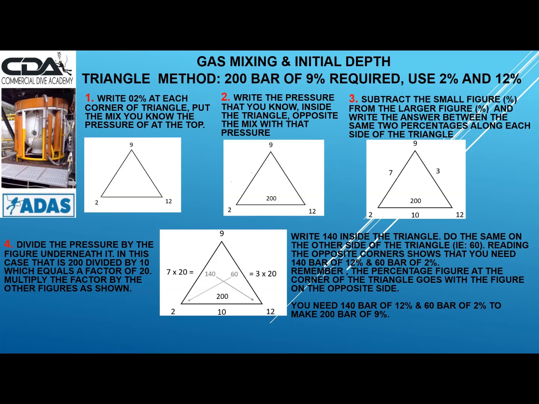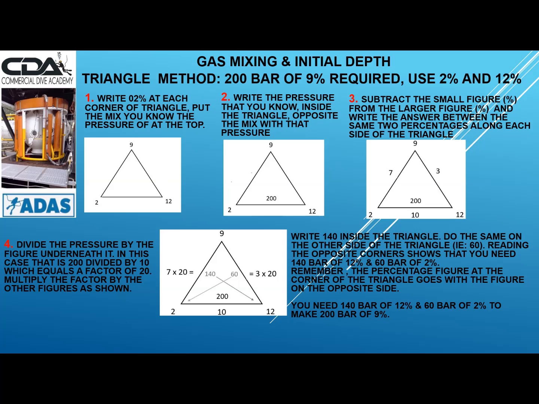Step 3, subtract the small figure percentage from the larger figure percentage and write the answer between the same two percentages along the side of each triangle. Look at the bottom there: between 12 and 2 we've got 10. Between 12 and 9 we've got 3. So 12 minus 9 is 3 and 9 minus 2 is 7. I hope that makes sense.